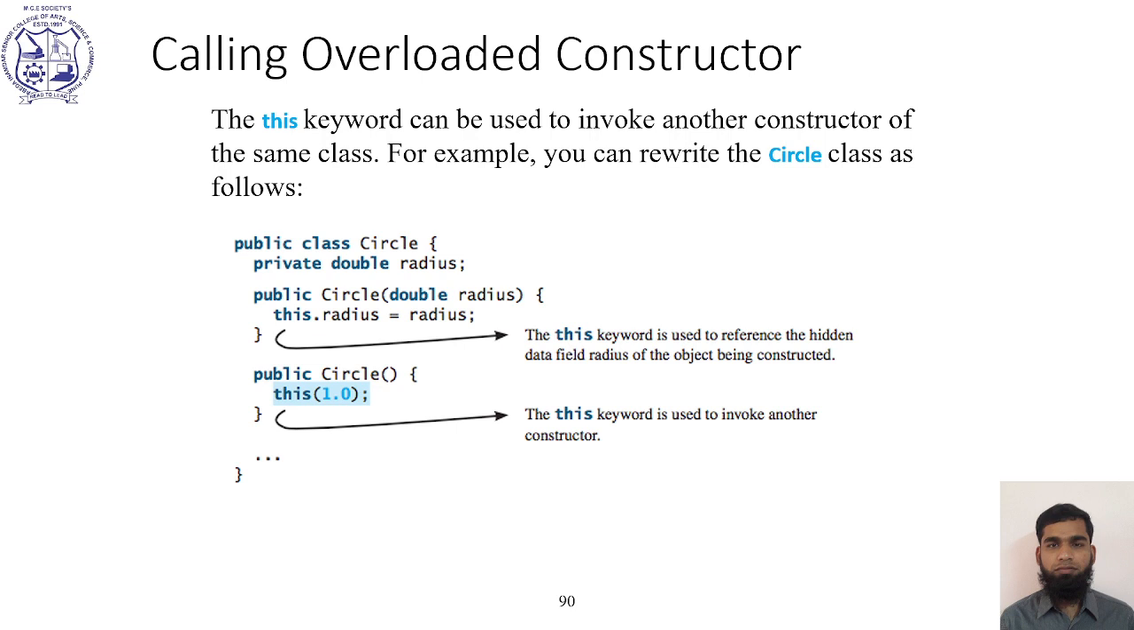Calling overloaded constructors. The this keyword can be used to invoke another constructor of the same class. For example, you can rewrite the Circle class as follows. In this.radius = radius, the this keyword is used to reference the hidden data field radius of the object being constructed. And in this(1.0), the this keyword is used to invoke another constructor. It means we are calling the second constructor of that class.